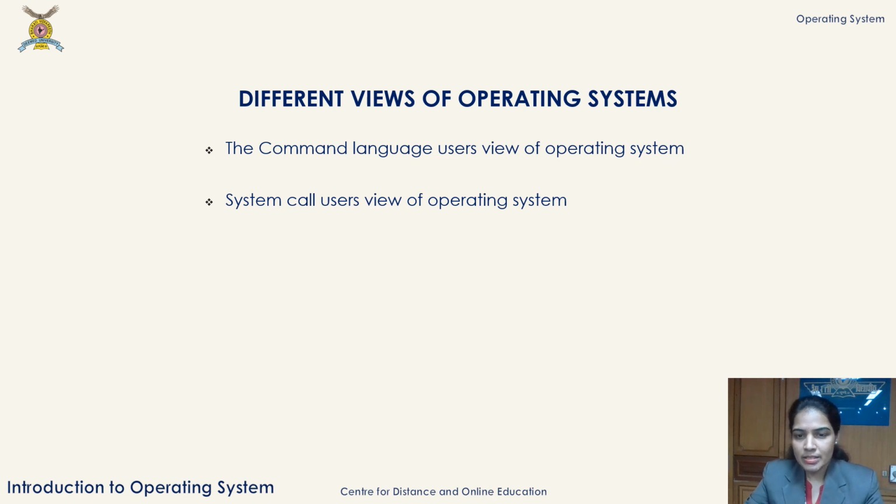The second set is system call users view of operating system. Here the system and application programmer, they access the operating system services from their programs. They are using a system call to access the services. The system calls are also called as an API, application programming interface. So a system command, which is given by the command language user, is executed as a series of system calls. System call actually provides a control over the system operations and it provides a direct access to the hardware like input output devices.